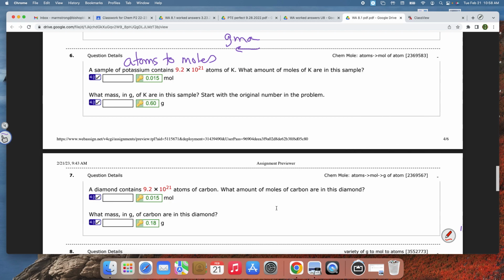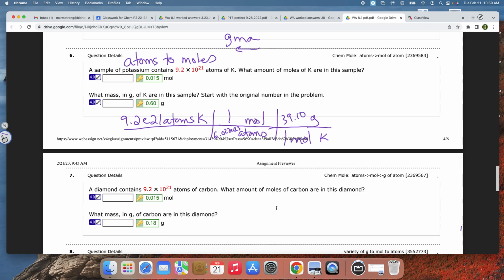Now the next question says, what mass is this sample? So you could start from the very beginning. You could start with the 9.2 E21 atoms of K, just like we did, and go atoms to moles. That's Avogadro's number. This is called speed writing. And the last one would be 1 mole of potassium is so many grams. I have to look up the molar mass of potassium. That is one I don't have memorized.